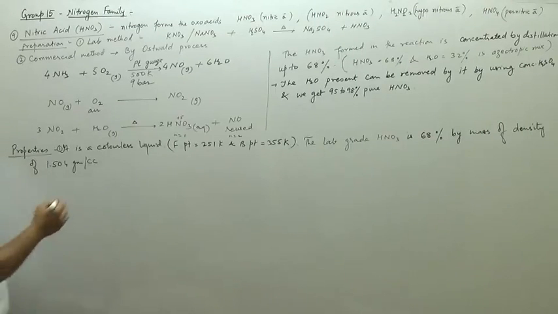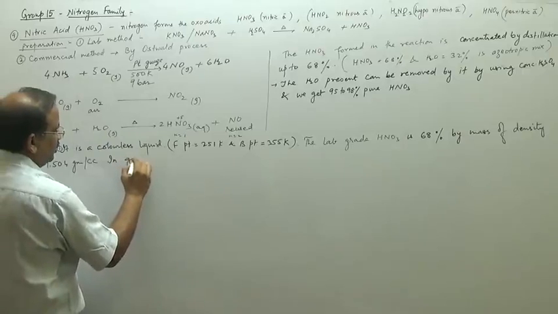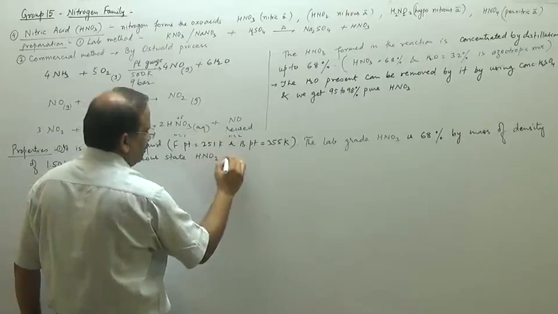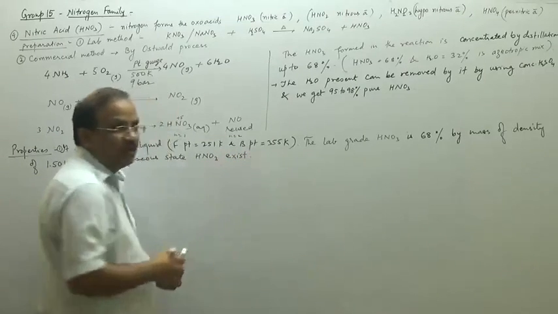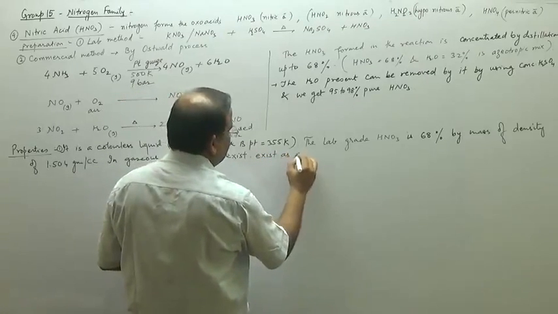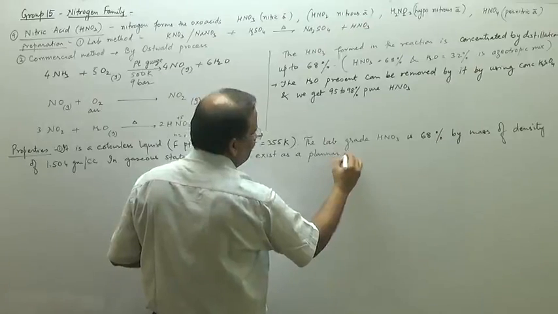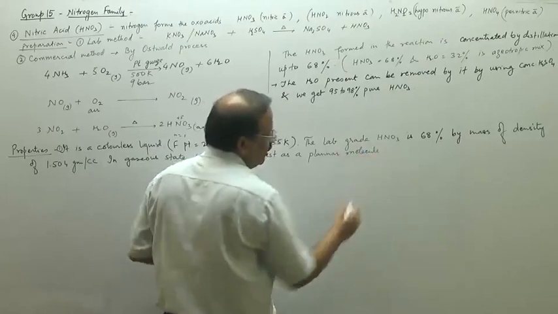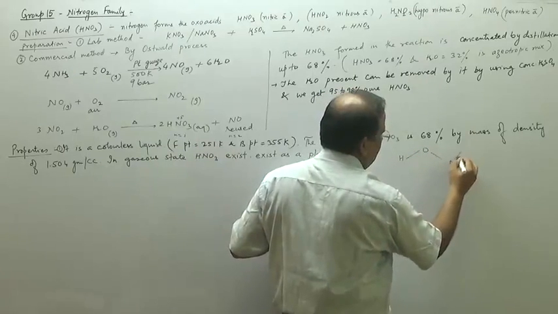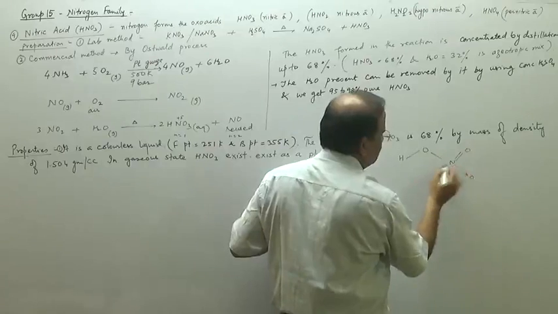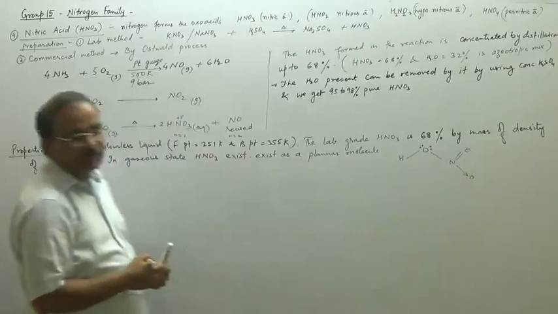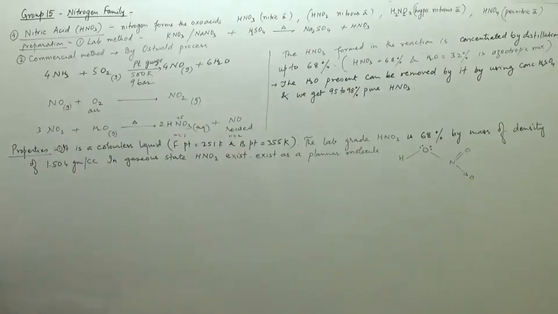In gaseous state, HNO3 exists as a planar molecule. We can say that. So we can write its structure like this. That is H, O, N, double bond O, and it is like this. So it is a planar molecule. We'll get the two lone pairs on this. So all the atoms are present in the same plane in the gaseous state.